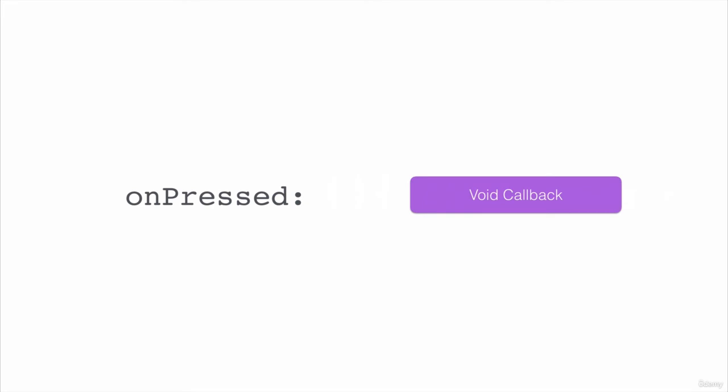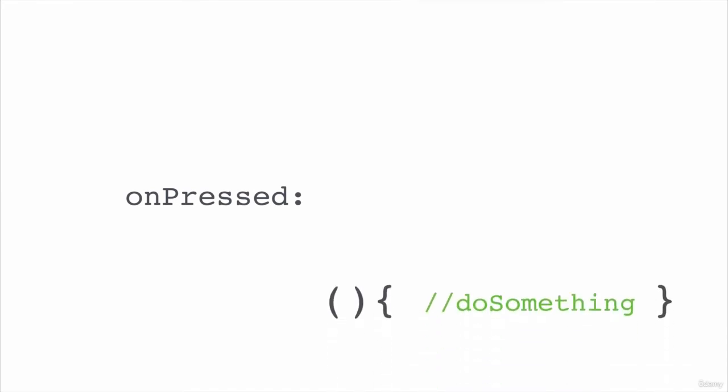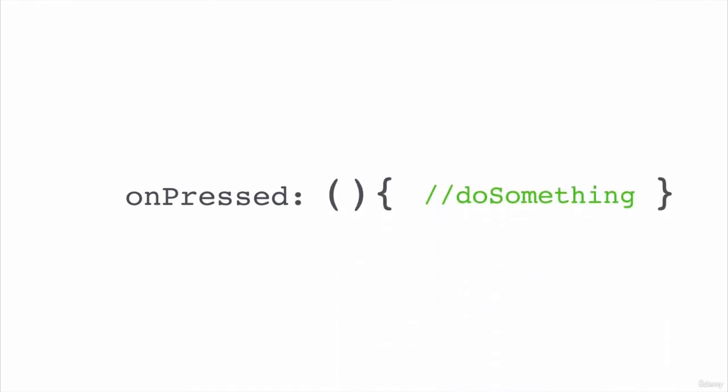When we were coding up our onPressed, which expected a void callback, it essentially wanted an anonymous function. We passed in the 2 empty parentheses and we gave it the block of code that we want to be executed when the button got pressed. This is all you need to know about functions so far to be able to understand what's happening in our flat button.